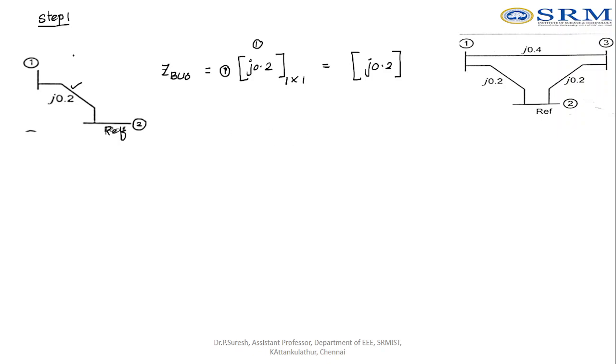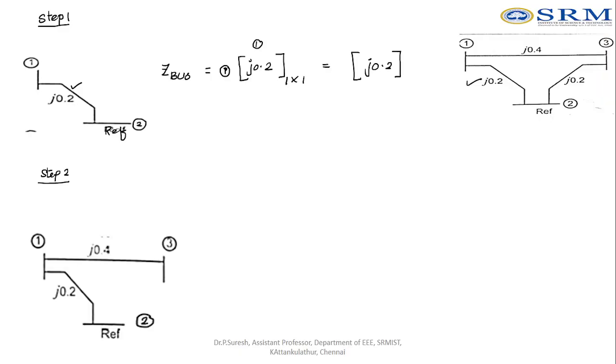Now we are going to join another bus, because you can see here bus number 2 and bus number 1 is over. Now I am going to join bus number 3 using the element j0.4. So for that I am going for step number 2. For step number 2, I am going to add one more bus. Once another bus is added, this is already completed, so now bus 1 and 3 is connected. Now for this case I am going to construct the Z bus matrix.